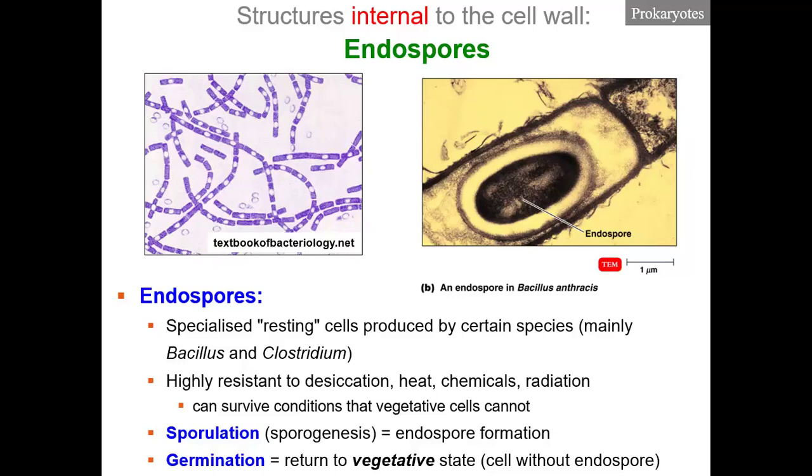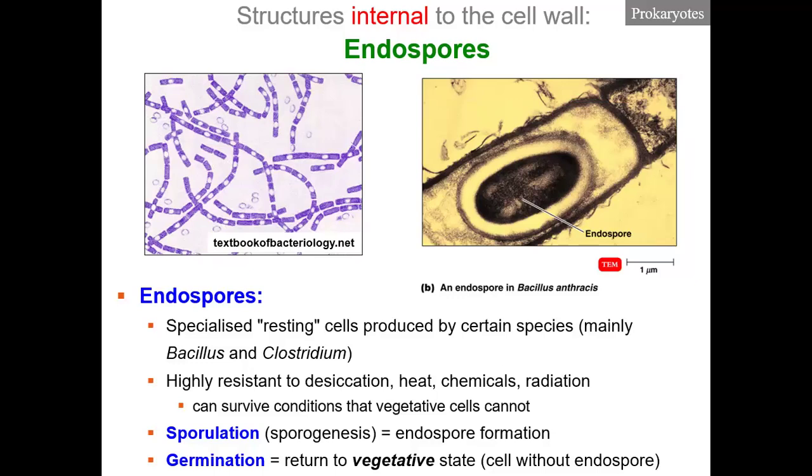So the vegetative cell will be the cell that made the endospore. You also call it a parental cell. The parental cell is metabolically active, growing and reproducing. The endospore is not growing, is not reproducing, and is essentially metabolically inactive. And that's why it can be highly resistant to desiccation, heat, chemicals, radiation, and survive conditions the vegetative cell cannot.